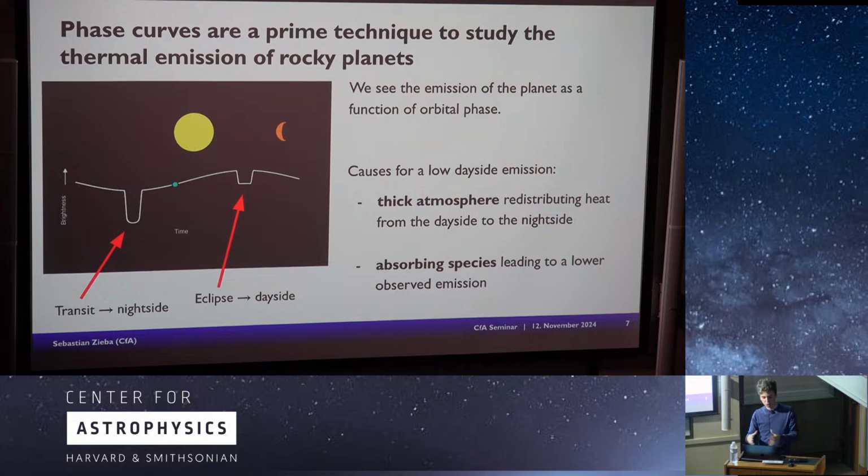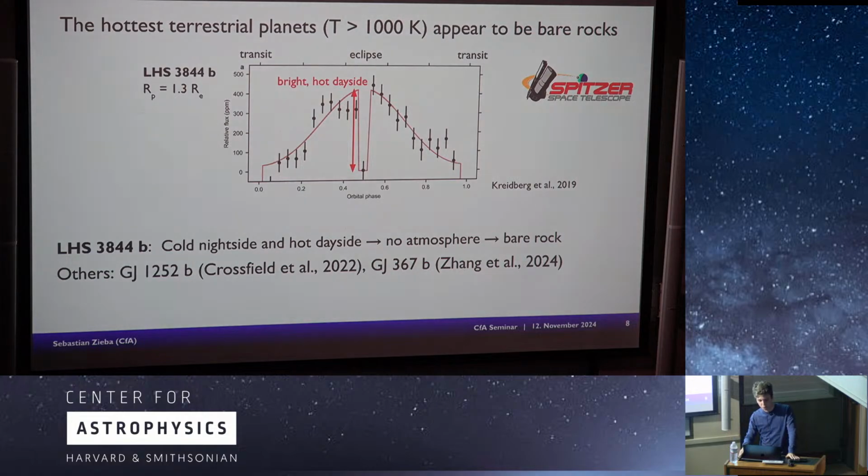But also if you have certain species which are absorbing at different wavelengths and you observe at these wavelengths, you would also see that as a shallower eclipse in the end. And this has been done for several hot terrestrial planets already in the past, using Spitzer, for example. In this plot, I'm showing you some observations of the planet LHS 34b, which I'm going to continue talking about in this talk. The planet is a little bit bigger than the Earth, 1.3 Earth radii, and it has a temperature of around 1,000 Kelvin.